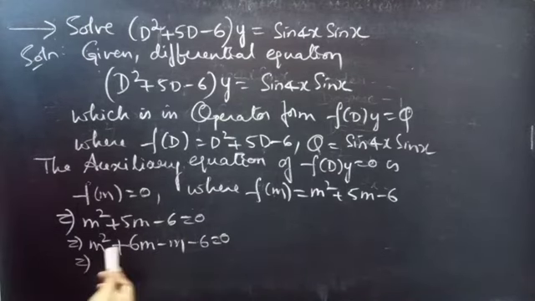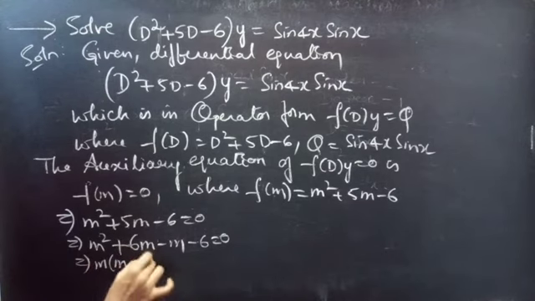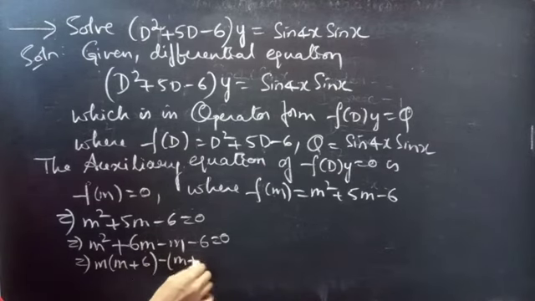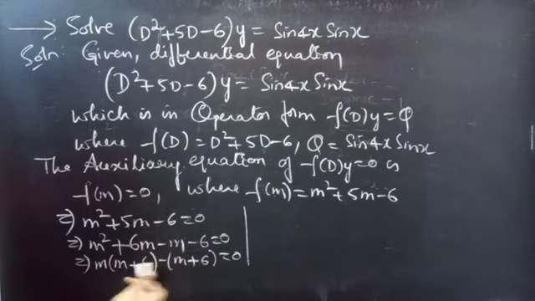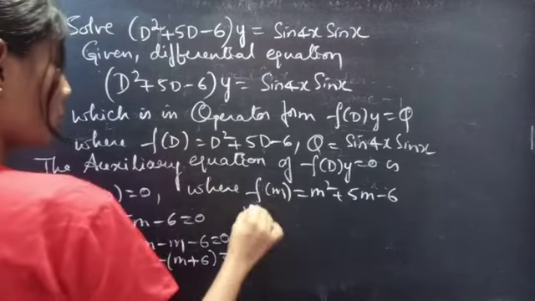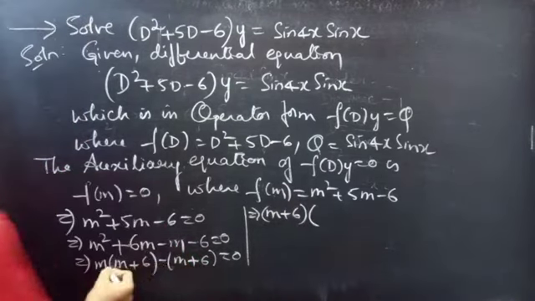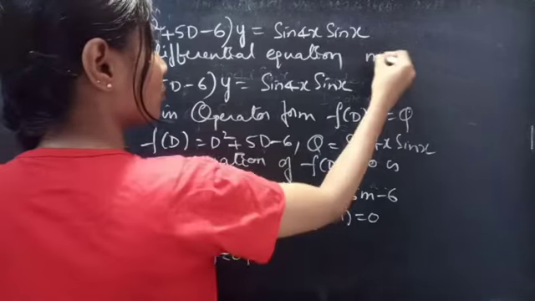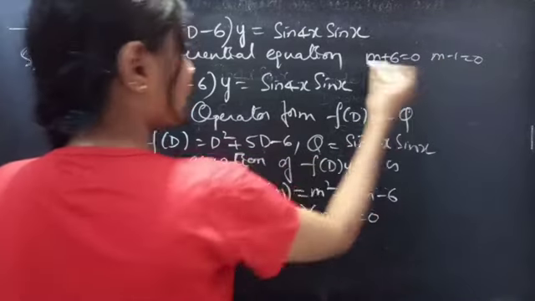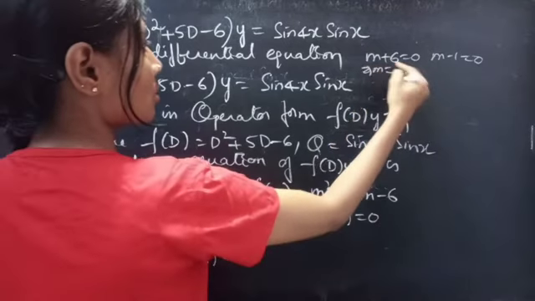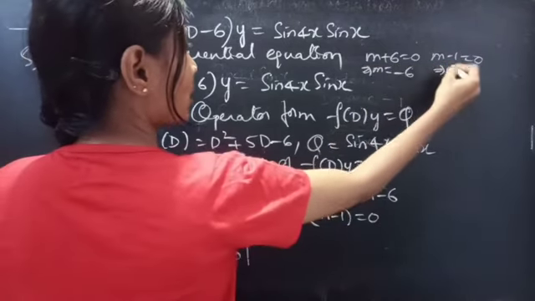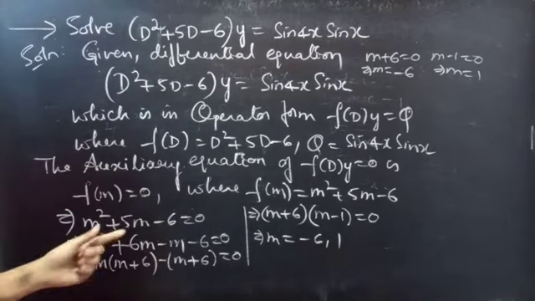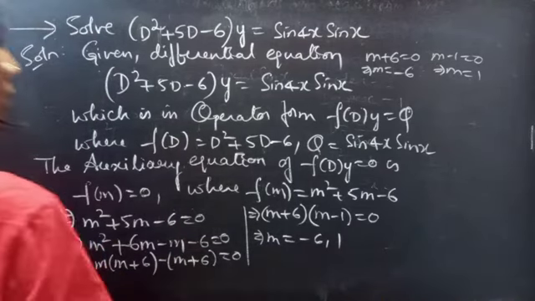Now take m common from the first two terms, we'll get m times m plus 6, and take minus 1 common from the next two terms, we'll get minus of m plus 6 equals 0. If you notice, you're having m plus 6 in both the terms, so let's take m plus 6 common. We'll get m plus 6 into m minus 1 equals 0. Now equate each factor to 0. From m plus 6 equals 0, we'll get m equals minus 6. From m minus 1 equals 0, we'll get m equals plus 1. Then m equals minus 6, plus 1 are the roots of our auxiliary equation. So here the roots are real and distinct.